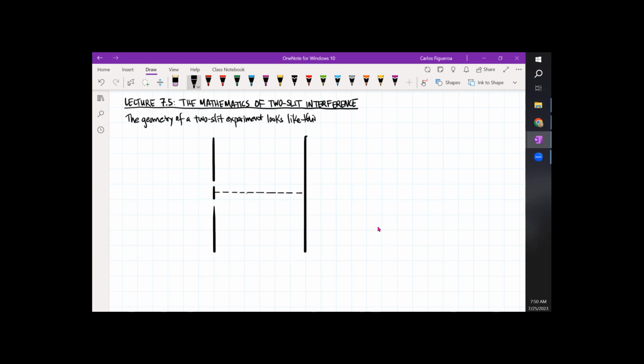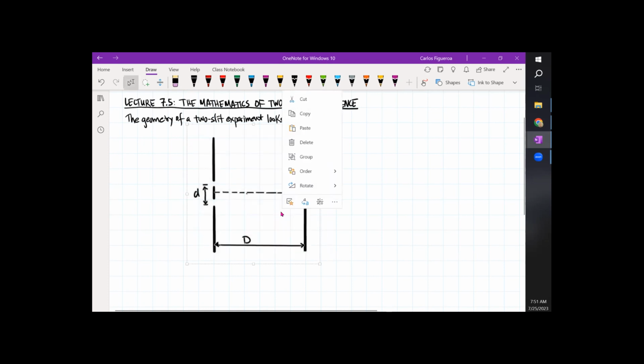One of the things that we've already said here is that this guy right here is our slit separation, which we called little d. We call this guy right here our screen distance, which is big D. And so I'm going to copy this for future purposes. Now what we're going to do is pick one fringe location. I don't know whether it's a bright or a dark.